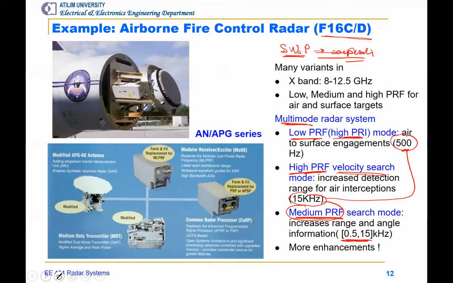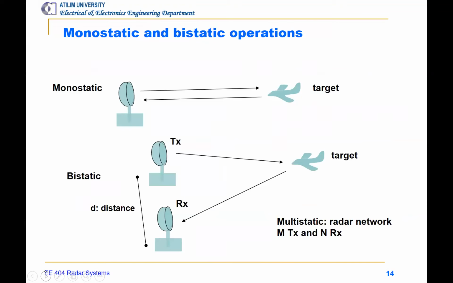Okay, let's continue with that slide. Monostatic and bistatic operations. In a radar system, we have a transmitter and receiver. Usually, they are co-located and work together in coordination, and it's called monostatic operation because the transmitter and receiver are co-located. They are on the same platform. Then it's called monostatic operation.